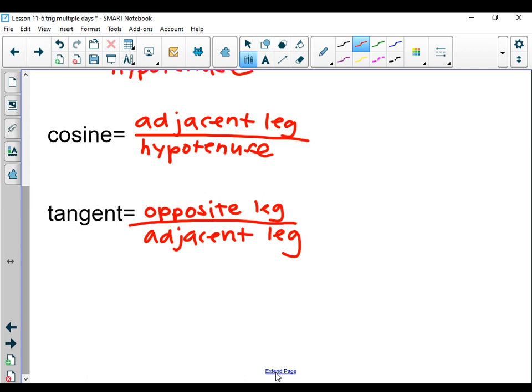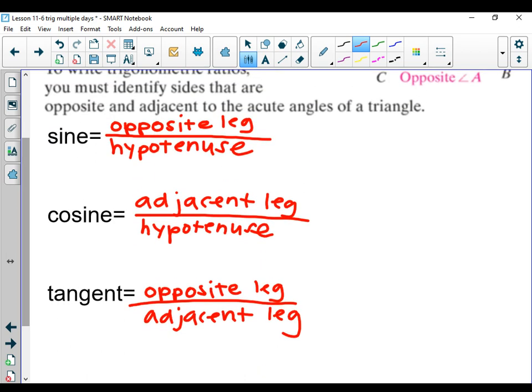So the opposite leg is literally just the one that's opposite, and the adjacent is the side. You're very, very close. I'm so glad you asked that. Because if we're going to find the opposite leg and the adjacent leg, we should probably know what those two words mean.